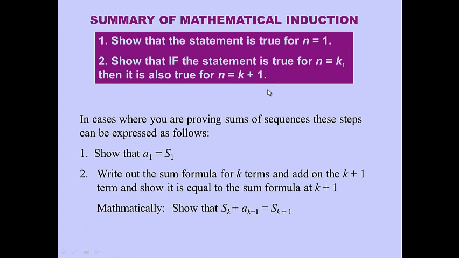So, practically speaking, if we are proving sums of sequences, this is what we do. First of all, we prove that a sub 1 equals s sub 1 because s sub 1 is just the same as a sub 1. It's the sum of one term, the first term. Then we write out the sum formula for k terms, and we add on the k plus 1 term and show it is equal to the sum formula at k plus 1. So symbolically we say that s sub k plus a sub k plus 1, the sum of the first k terms, plus the next term, a sub k plus 1, is equal to the sum of k plus 1 terms. Algebraically show those two are equal, and we've completed the proof.